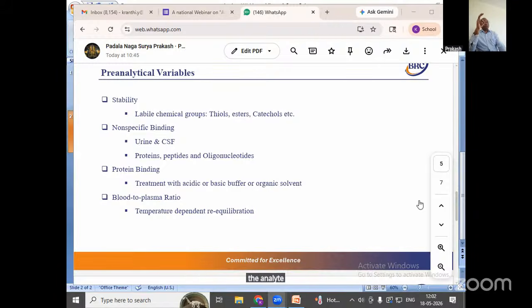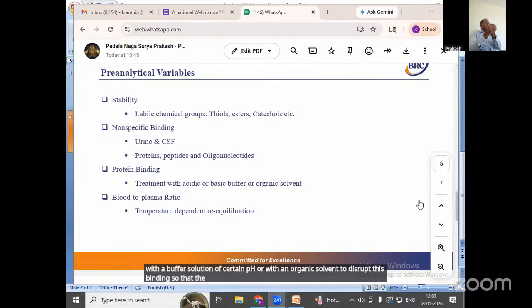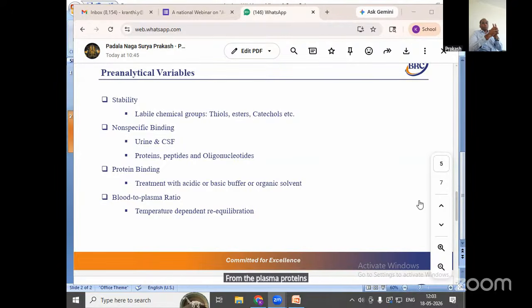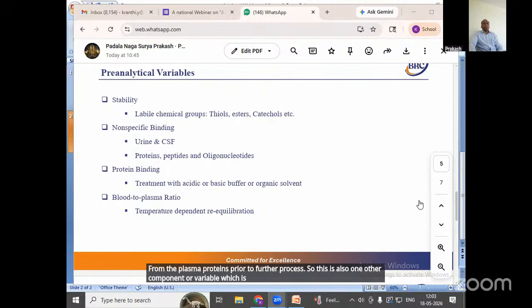So in general, to address this protein binding, the biological materials are treated with either acids or bases, or with a buffer solution of certain pH, or with an organic solvent to disrupt this binding so that the analyte would be released from the plasma proteins prior to further processing. So this is also one other component or variable which is equally important.